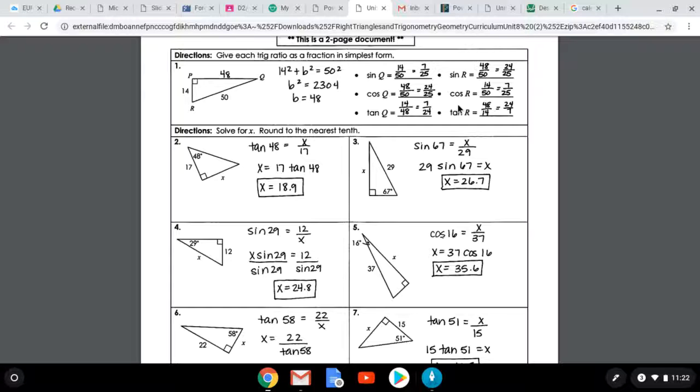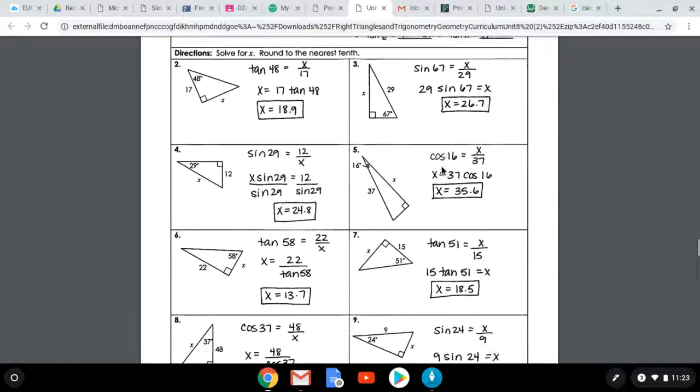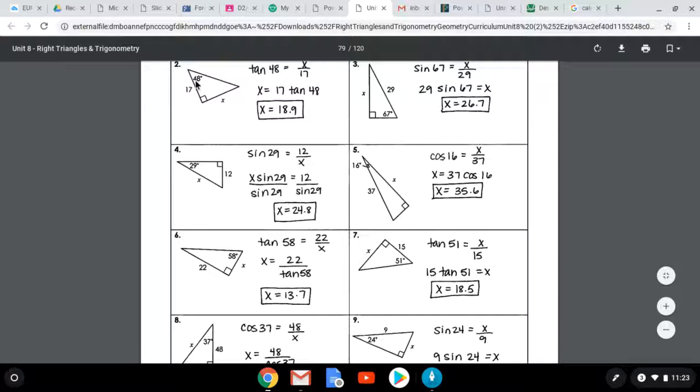And then for the rest of it here, it was finding the missing side using the trig functions. And remember, to do this, you want to look at what's the relationship of the side with the given angle. Not the 90-degree angle, but with the given angle. So here, x is opposite of 48, 17 is adjacent. So the trig function I'm going to use is tangent. So tangent of 48 equals opposite x over adjacent 17. Since x is on top, we multiply and we get around 18.9.